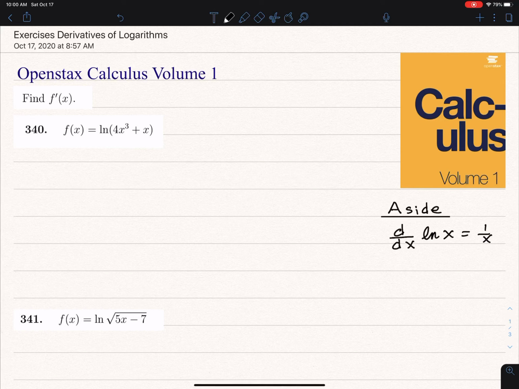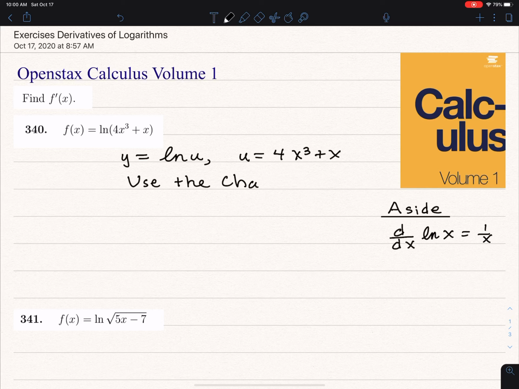All right, for this first one, what I see is that there is a composition, y equals ln u, where u is the inside function 4x cubed plus x. I see that composition, and I'm going to use the chain rule. That's what we do when we're differentiating a composition. When I have a composition of two functions, the chain rule says take the derivative of each of those two functions and multiply together. So the derivative of ln u is 1 over u, which I'll write down first.